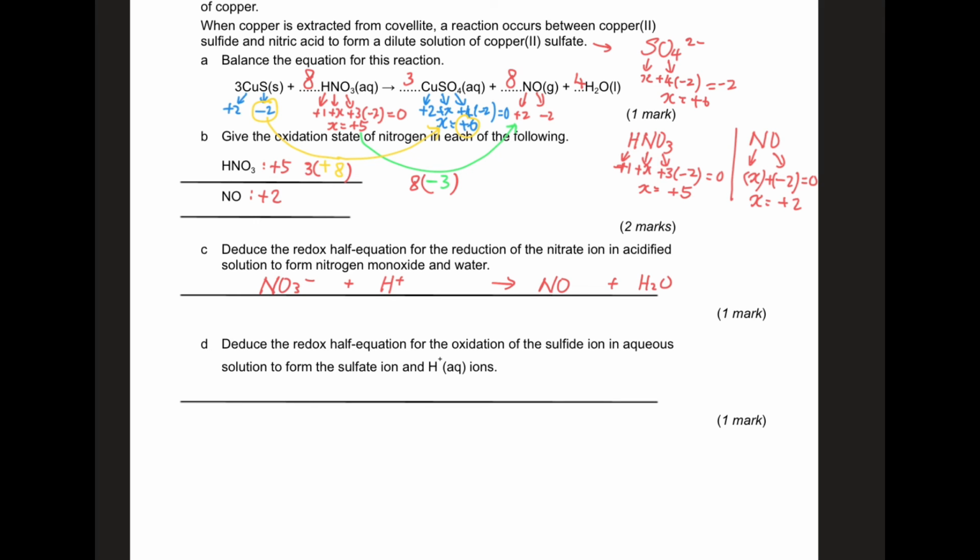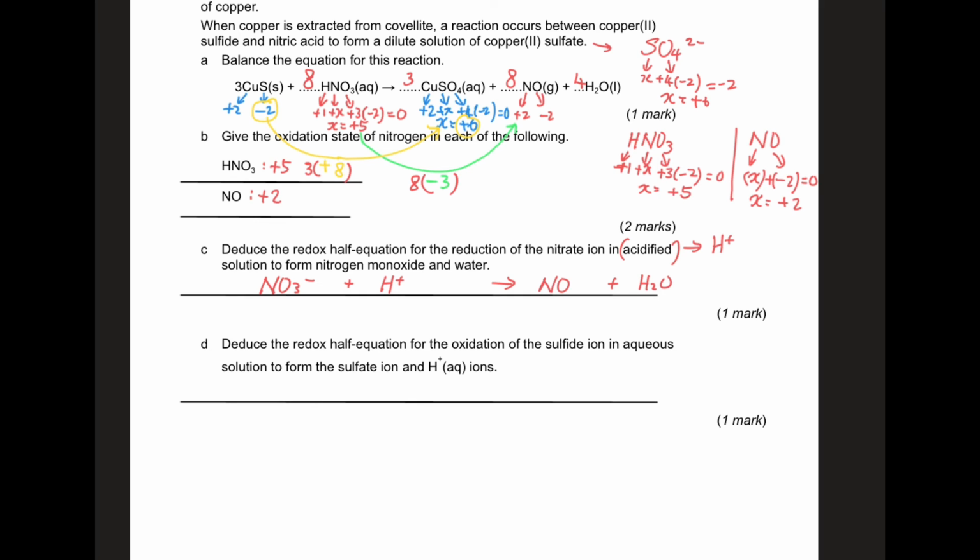Just for your information, this NO is nitrogen monoxide. So we have nitrogen dioxide also, NO2. This is monoxide. And the other thing is plus hydrogen ion because they use acid. Acidified means H plus. So we have to add H plus on our own.